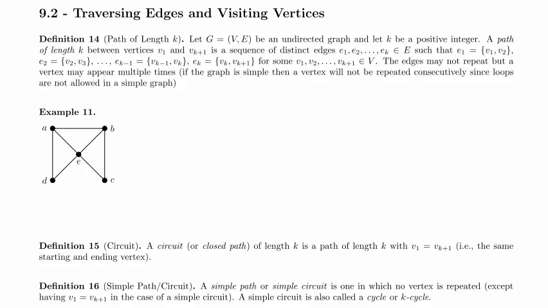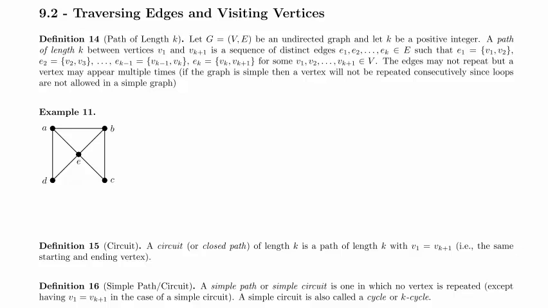In 9.2, we're going to talk about specific ways in which we can traverse the edges of a graph and visit the vertices. We're first going to define a path of length k. If we have an undirected graph and a positive integer k, then a path of length k between vertices v1 and vk plus 1 is a sequence of k distinct edges such that e1 connects the first two vertices in our path, so the v1 through vk plus 1.